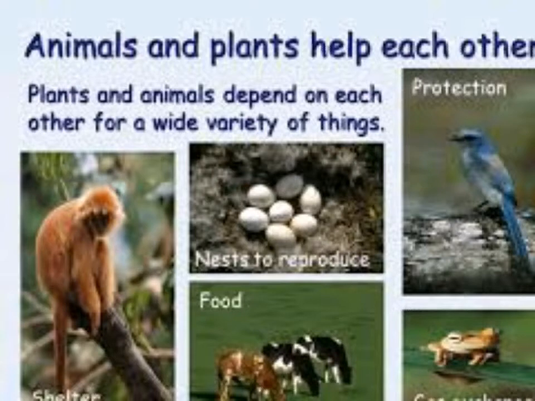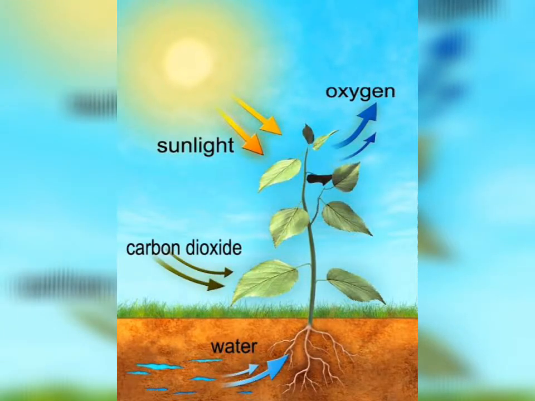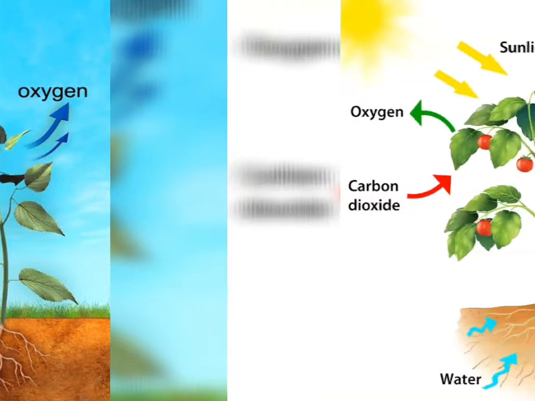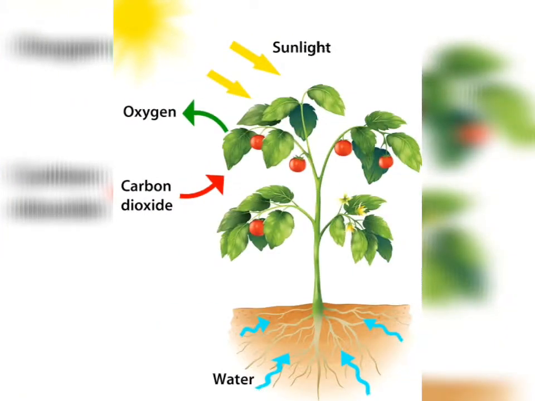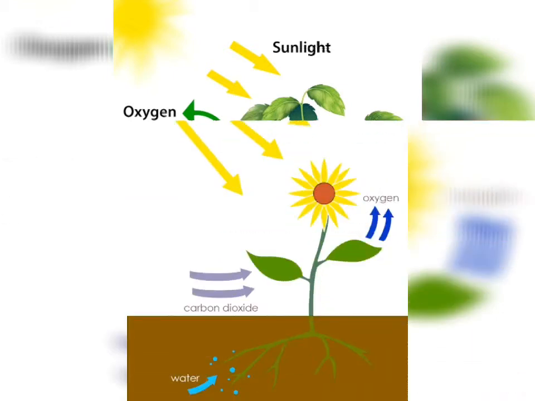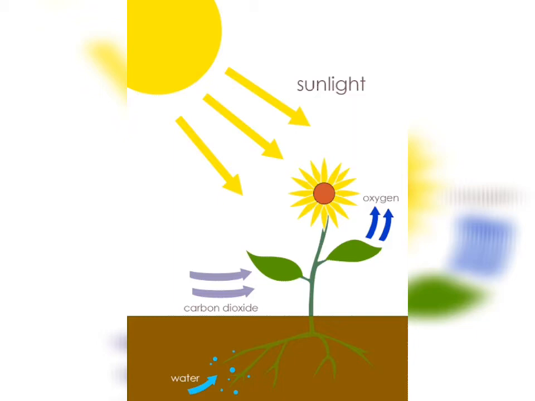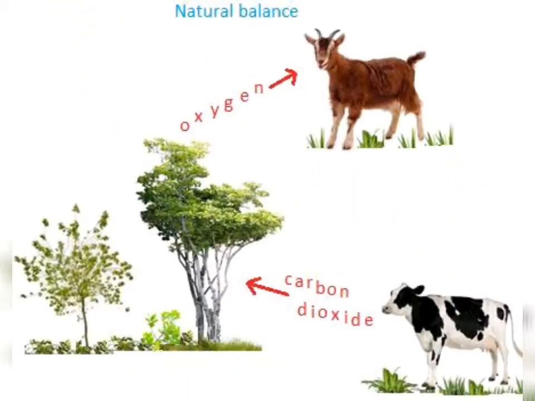But plants are also dependent on animals. How? That is the first thing. Plants use carbon dioxide, which is given out by the animals. As I told you, during respiration, animals take in oxygen and give out carbon dioxide. And this carbon dioxide is used by plants to prepare their food during photosynthesis. So plants depend on animals in order to get carbon dioxide.